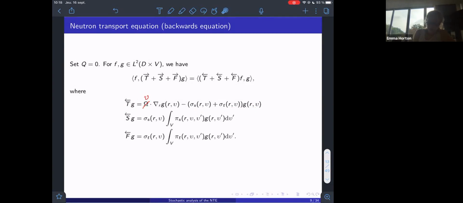And here the adjoints just allow me to take the scatter rate and the fission rate outside of the integral. Again, this is because I'm looking at my current configuration saying where can my neutrons go to? And so at rate sigma s of r, v, I can have a scatter event. And then I integrate over all the possible velocities where my neutron can go to, rather than looking at all the configurations that I could have come from. And similarly for the fission operator.